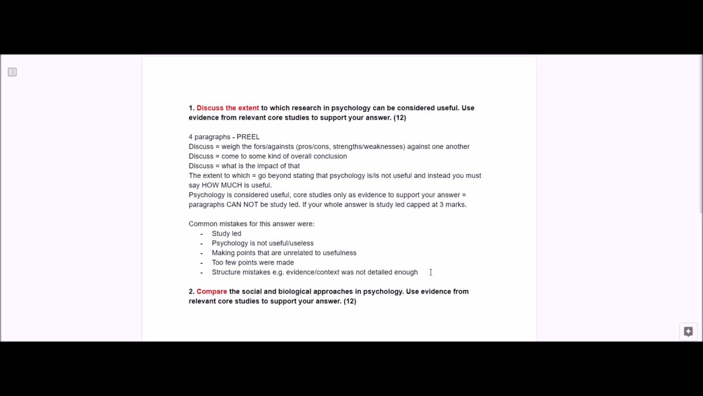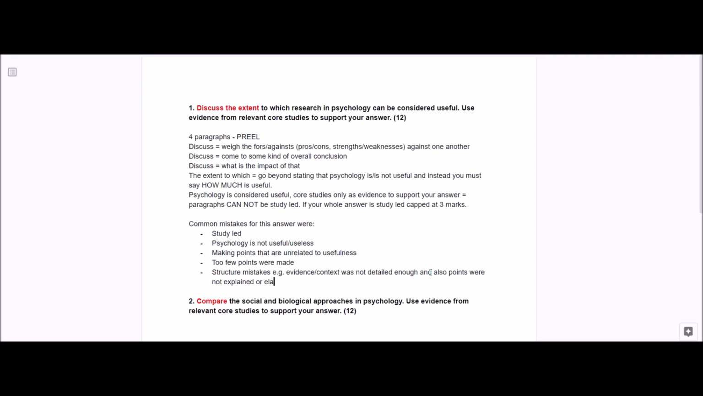So evidence or context was not detailed enough, and also points were not explained or elaborated enough. Okay, so points were not explained or elaborated enough. For example, this is the kind of the E and the E part. A lot of us missed out the link part as well, so actually linking back to the question. Quite a lot of us made a point and a reason, and then referenced the study very, very briefly. But then there wasn't enough detail here. And these two parts were missing quite a lot.